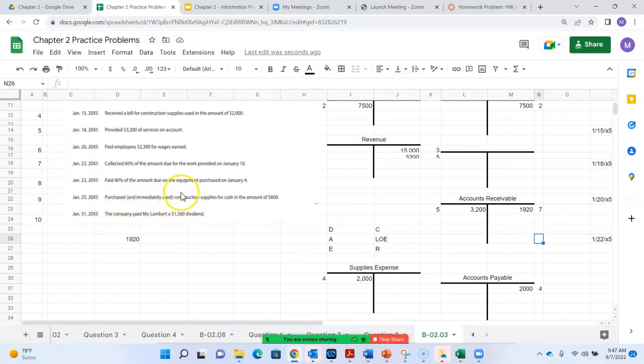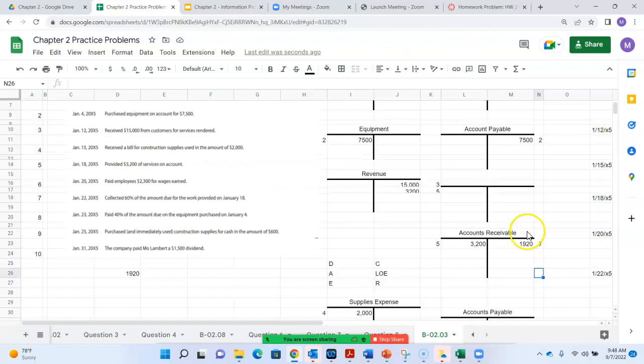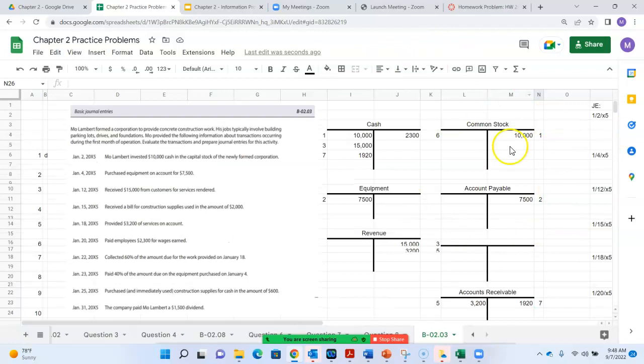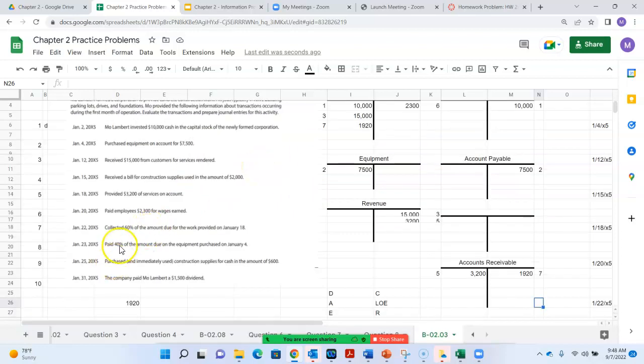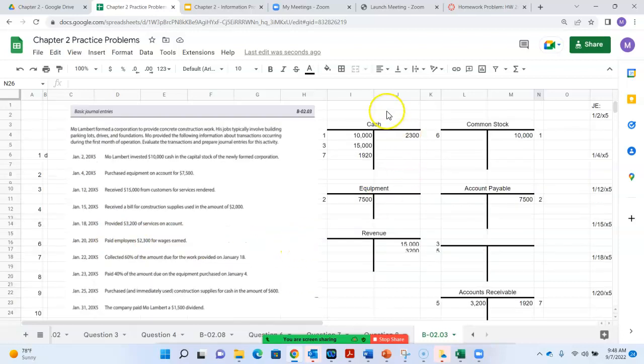Paid 40% of the amount due on the equipment purchased on January 4th. So let's look at our equipment. January 4th, purchased equipment on account for $7,500. So that means cash went out. We actually paid 40% of the amount due. So what is 40% of $7,500? That's $3,000. So cash went down $3,000.